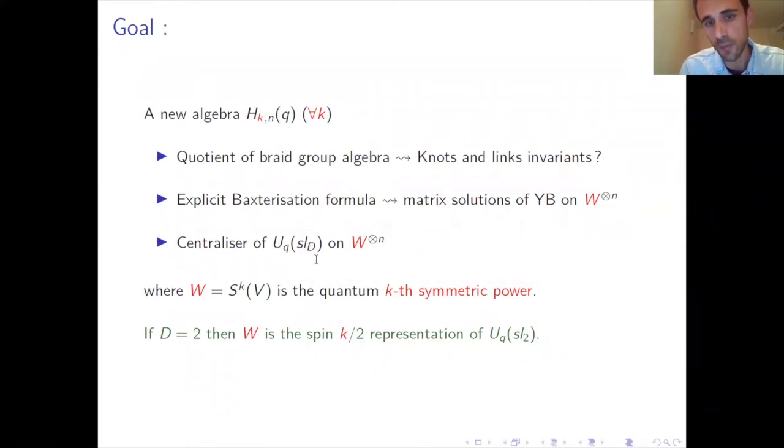For SLD, we have a special class of representations of the quantum group UQ SLD. Okay, so the algebra is going to depend on K, where K is the power here. And of course, when K is 1, this is simply V, and we should recover the usual Hecke algebra. So that is our goal.